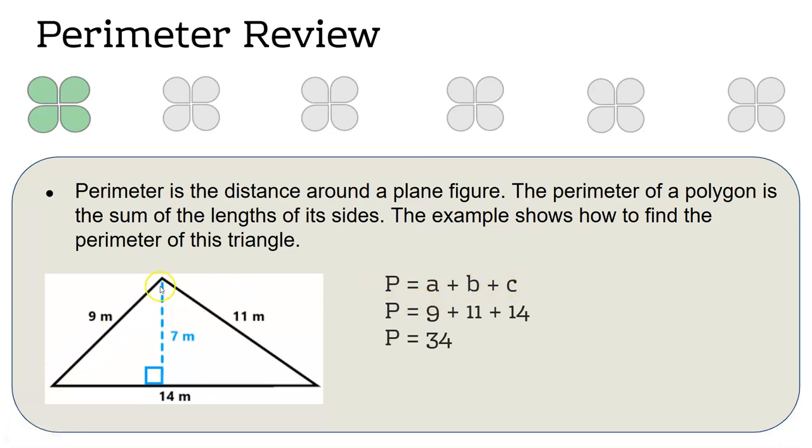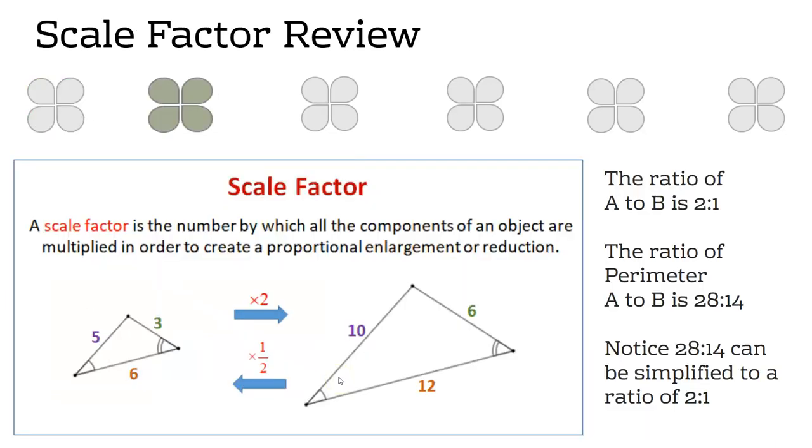A is equal to 9. B is equal to 11. C is equal to 14. 9 plus 11 plus 14 is equal to 34, which is the perimeter of this triangle.